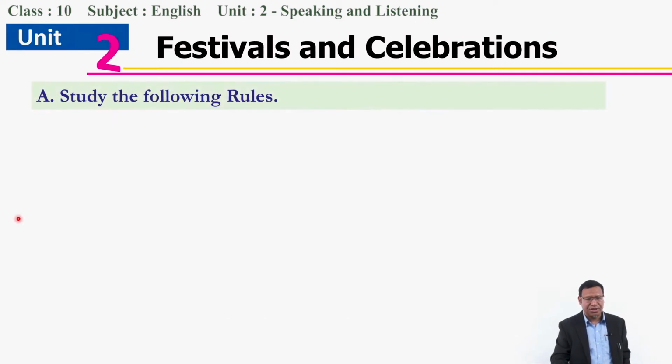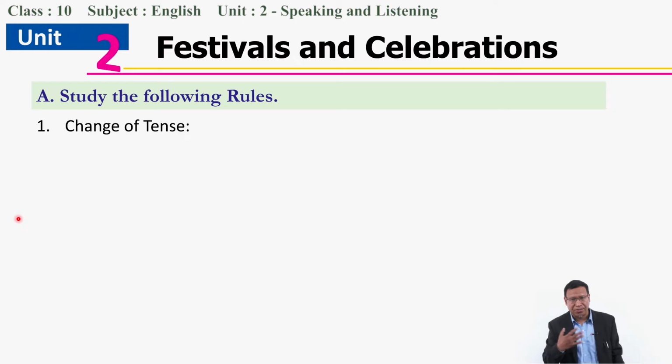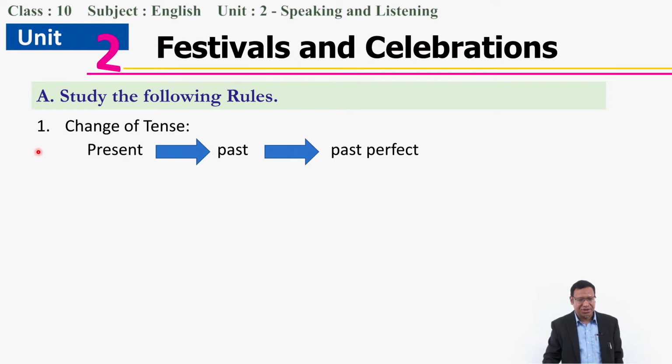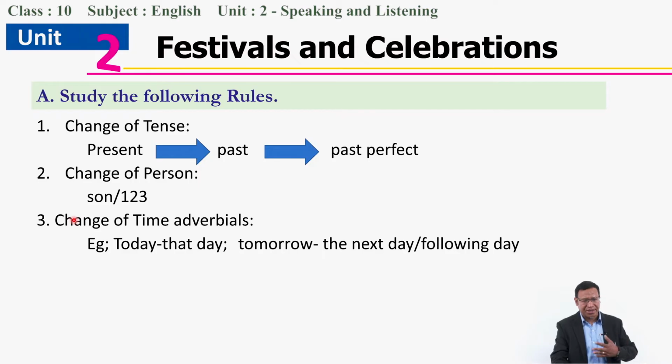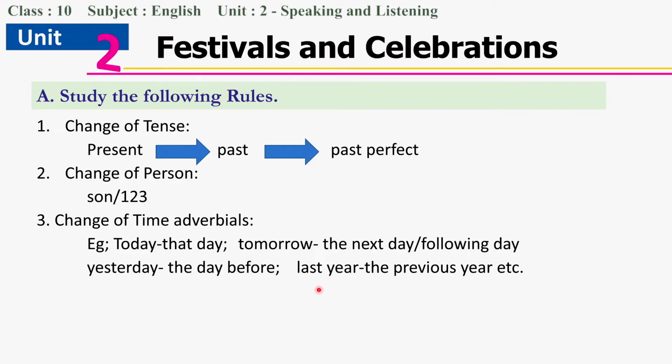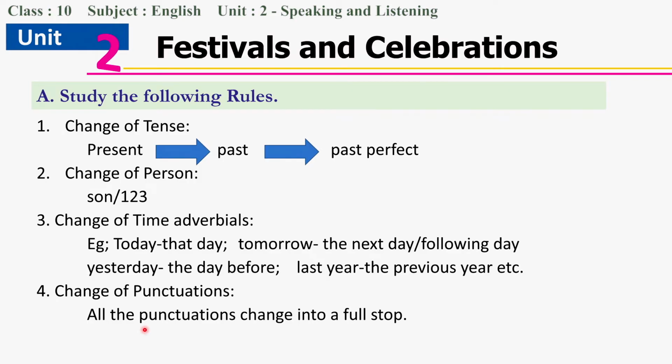All right, let me remind you the rules so that you can have confidence in reporting. The first rule is change of tense, that is present changes into past and past changes into past perfect. Then there is change of person, SON, a simple rule: first person changes according to the subject, second person changes according to the object, and third person has no change. You might have learned the change of time adverbials like today, that day; tomorrow, the next day or the following day; yesterday, the day before; last year, the previous year, etc. Then there is change of punctuation, and all the punctuation changes into full stops. So please remember these things.